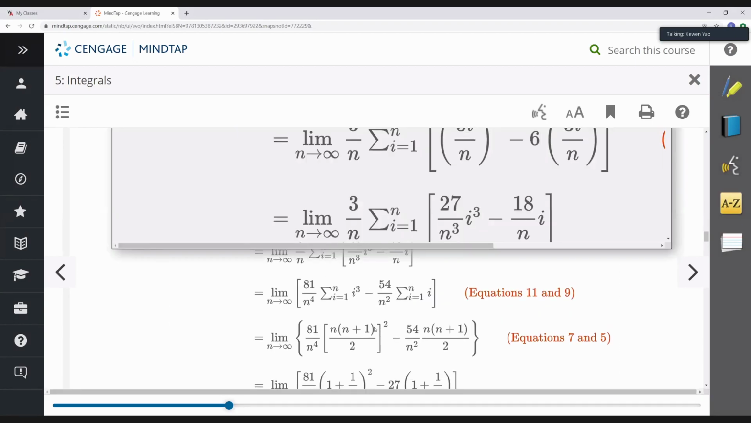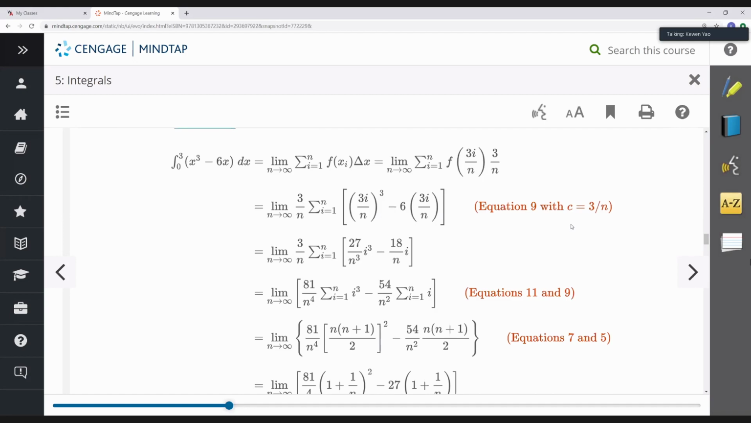Let me enlarge it for you. You can see it, I hope. So the limit as n approaches infinity, 3 over n has nothing to do with index i, so you can put it outside. Now inside is sigma i from 1 to n.